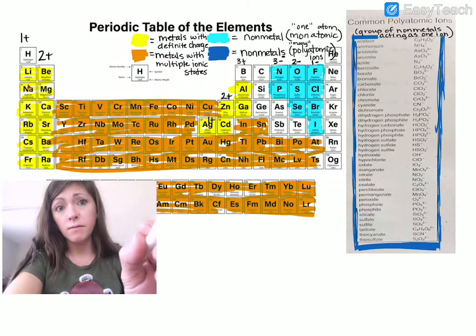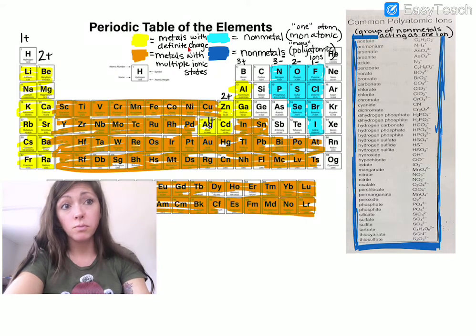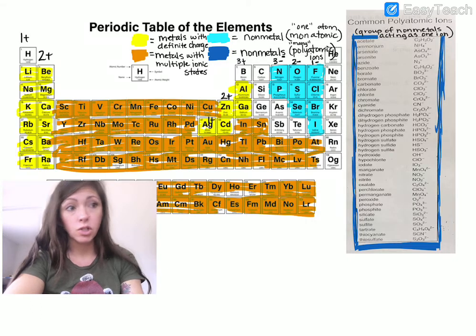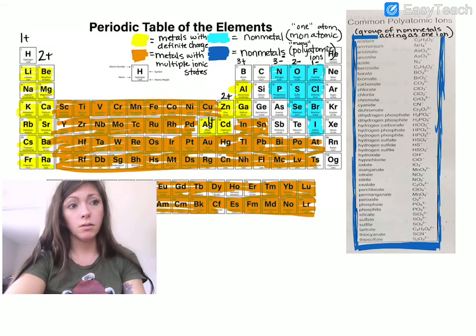you have been taking one of these metals. So these are metals with definite charges, those that are in the yellow, and combining them with one of these non-metals that are in the teal, bluish aqua color over here.